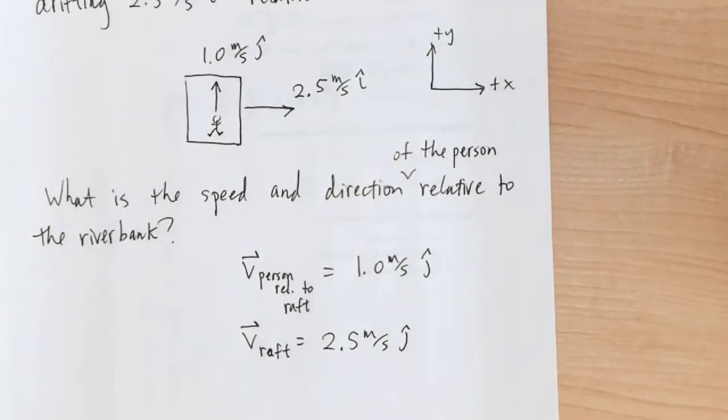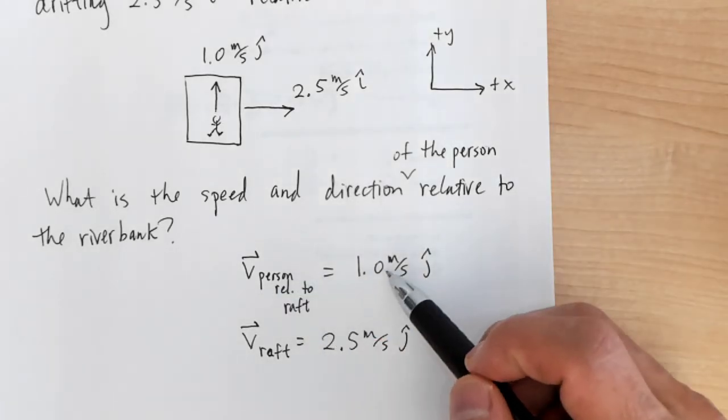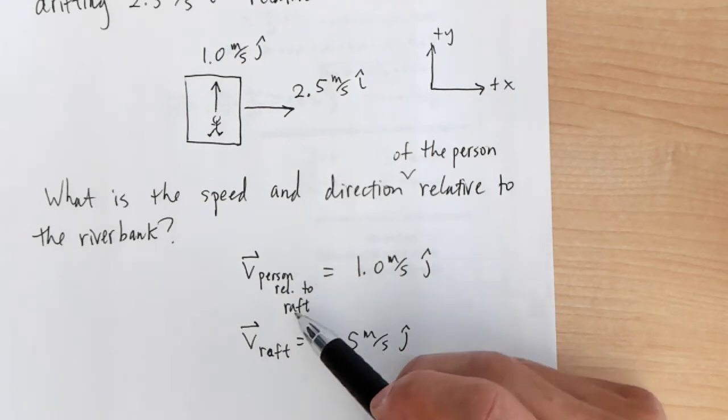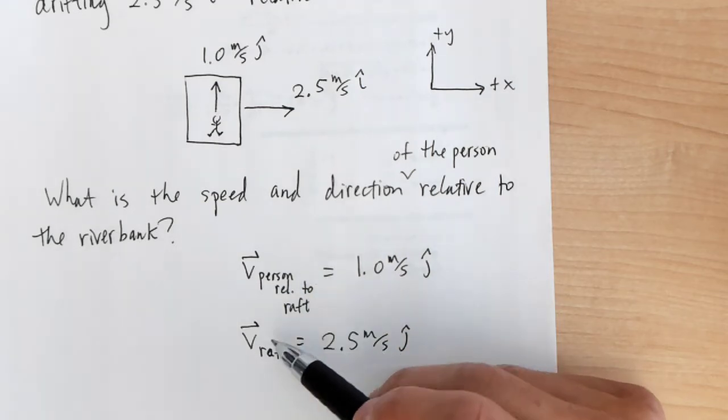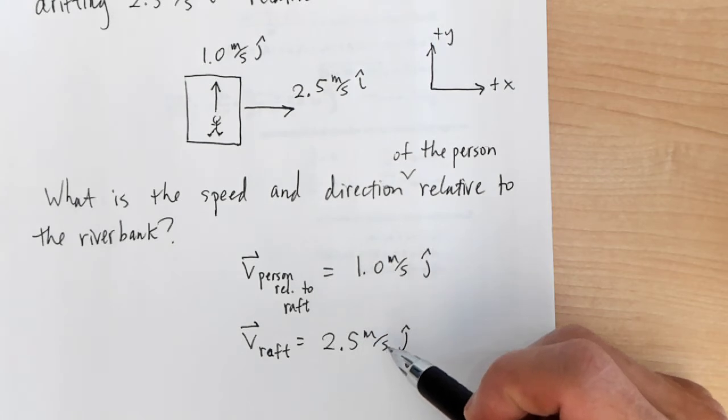A couple of things I want to mention. One is the key to solving these relative velocity problems simply is to label things very precisely. So when I say 1.0 meters per second j-hat, you say very explicitly person relative to raft. And then say this is the velocity of the raft, 2.5 meters per second j-hat.